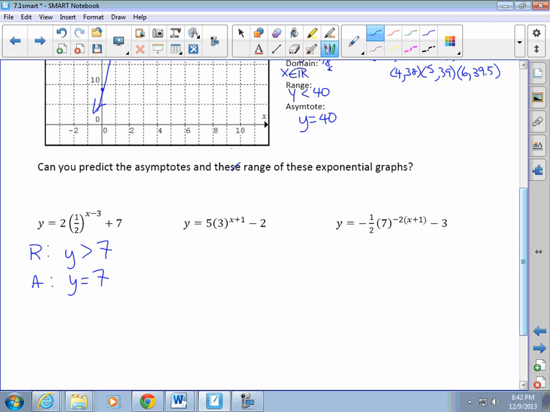Okay, if I take a look at this one, my a is equal to 5, so I don't have any reflections going on there, so I know my range is going to be greater than a value of negative 2, so your asymptote then is at negative 2. In this graph, my a is equal to a negative 1/2, so that means I'm going to have a reflection, so that's going to flip my sign. This is going to be y is less than negative 3, and my asymptote will be at negative 3.